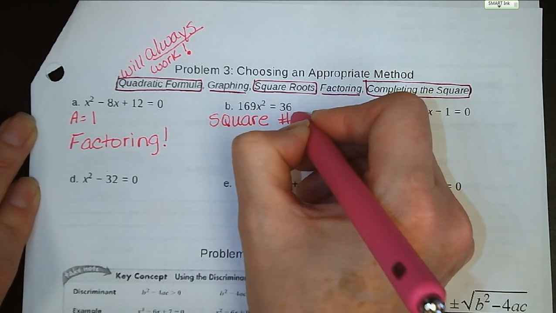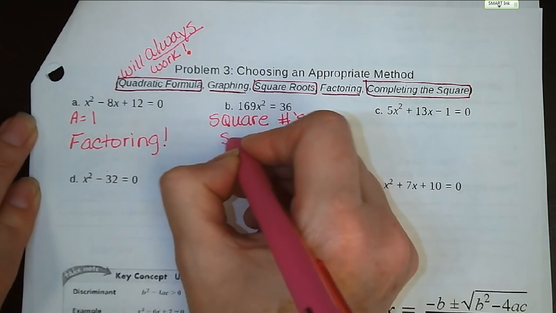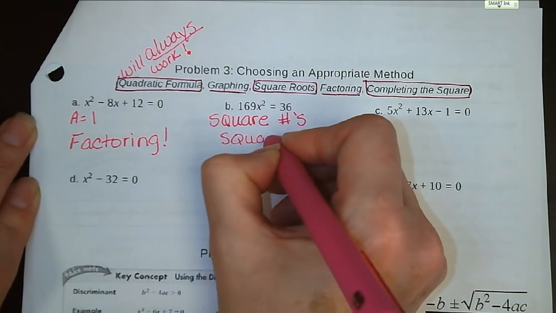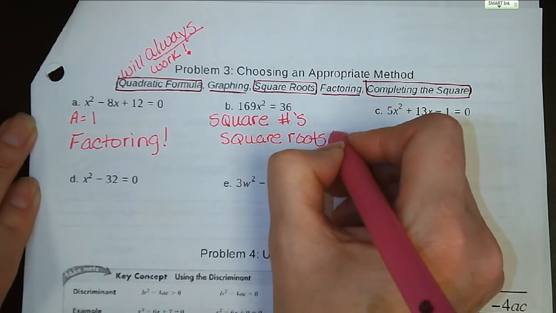169x squared equals 36, that's going to be using square roots because you have 2 perfect squares on both sides and you don't have a b term there. So if there's no b term, you want to use square roots.